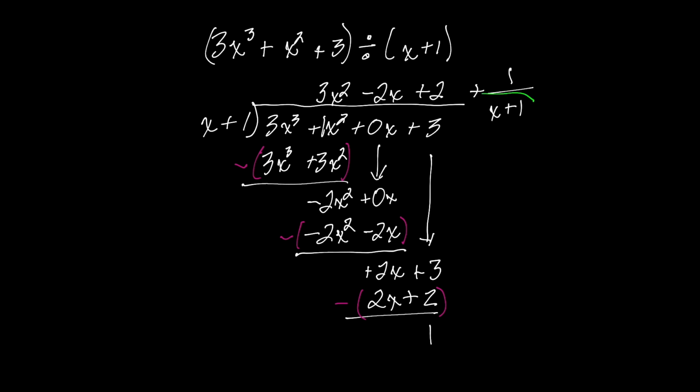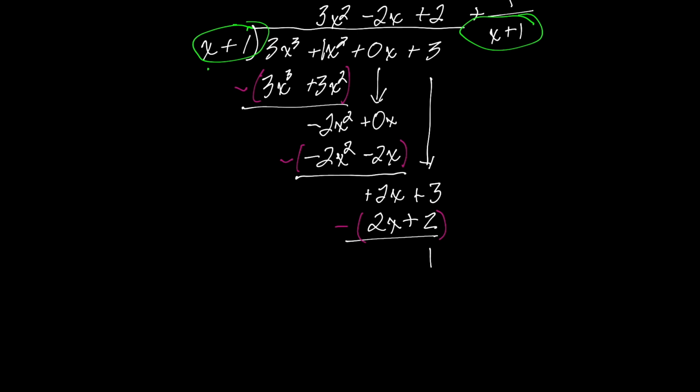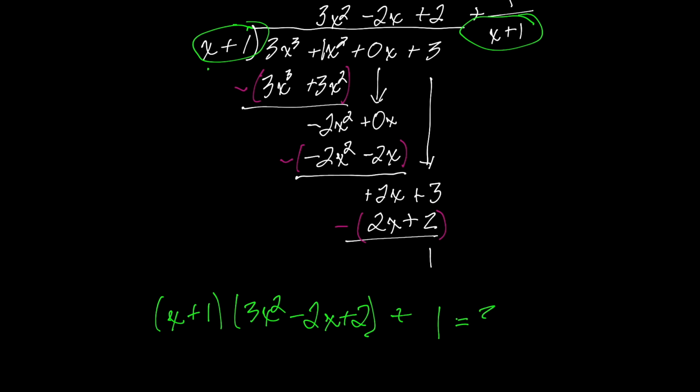Because this comes from this. It's the divisor. So if I multiplied x plus 1, let's suppose that we could check this, x plus 1 times 3x squared minus 2x plus 2 plus 1, because that was the remainder. When I do that, I end up with the same thing that I started with. It equals 3x cubed plus x squared plus 3. So that checks.